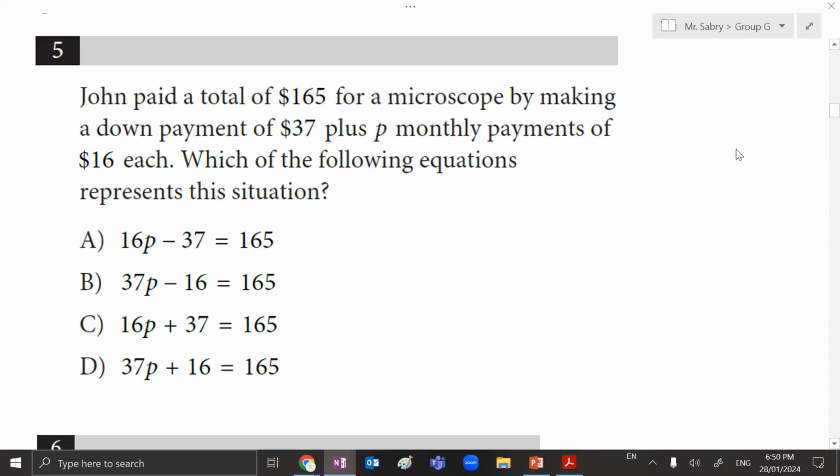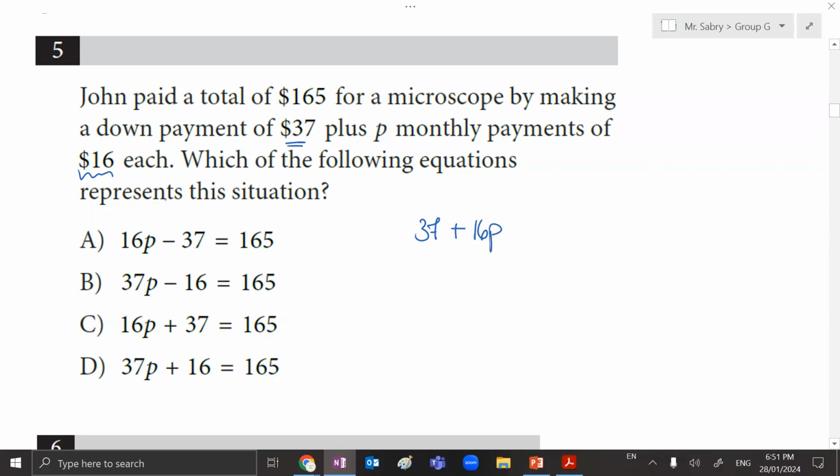Number 5. John paid a total of $165 for a microscope by making a down payment of $37. So $37. You see, I started translating right away, even though I didn't read the rest of the question. I wrote the 37 plus P monthly payments. So I'll say 37 plus P monthly, meaning P will be multiplied, or it says P monthly payments of $16 each. So it's basically 16 times P, which is 16P.